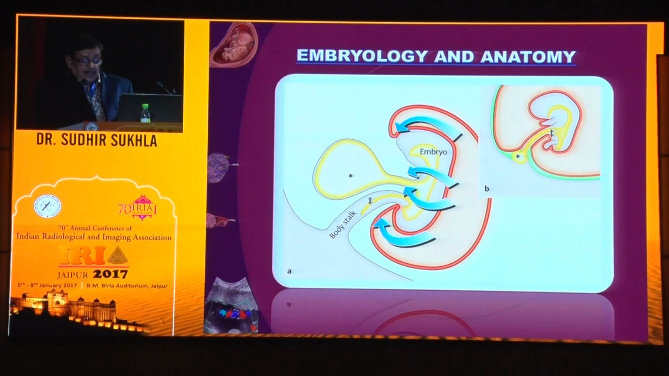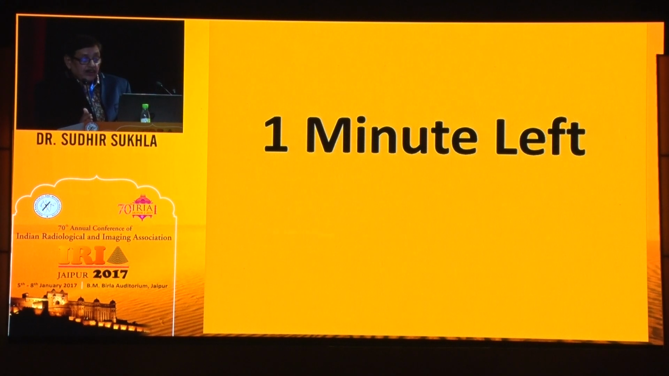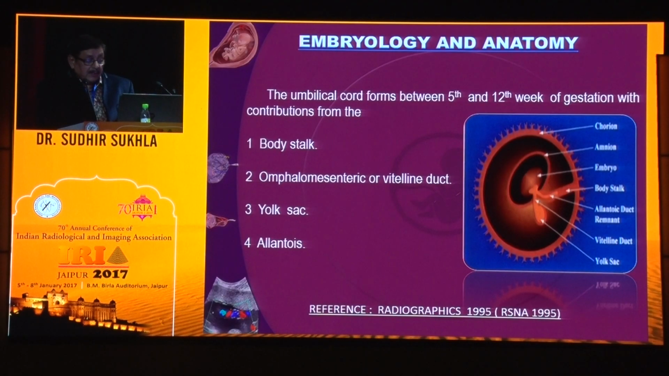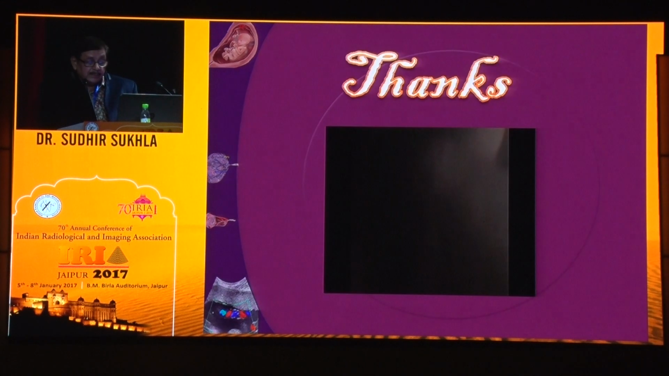And embryology and anatomy, in brief, forms from 5 to 12 weeks: body stalk, duct, yolk sac, and anatomy. A reference I have given, a detailed one, as it would take a long time. Then take home messages. The message which I want to communicate: don't miss a single umbilical artery, don't miss vasa previa, do not miss velamentous insertion, and do not miss abnormal umbilical Doppler. Cord around the neck is important, cord prolapse is important, you all know.